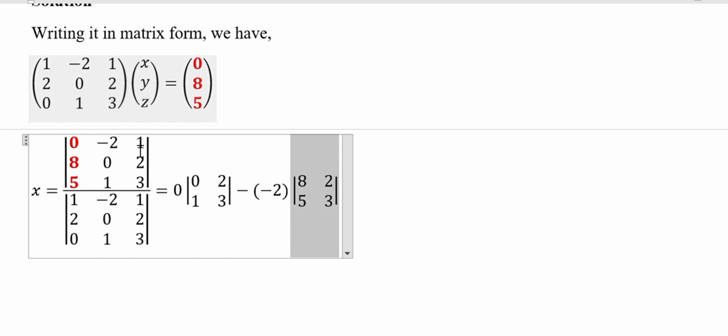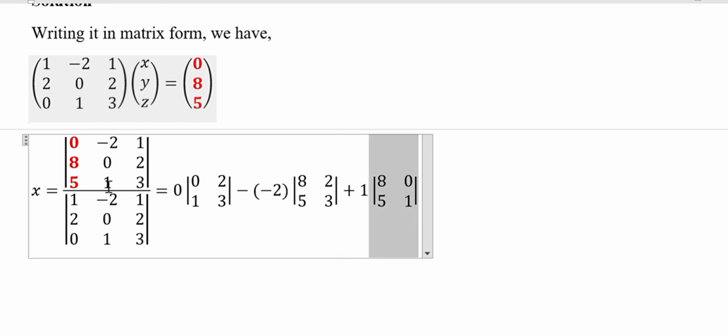Then after that, you bring this one together with the sign. So we'll have +1 into, cancel the row and the column on which this one is. If we cancel the row and the column on which it is, the elements that remain are 8, 0, 5, and 1. We form a minor matrix using them. I need to point out here that when you are writing these scalars, 0, -2, and 1, you realize that we did not change the sign for this one.